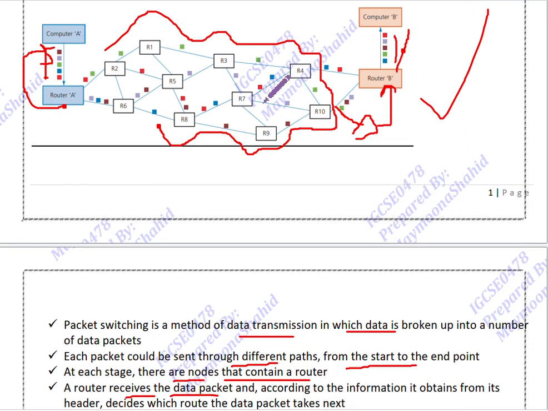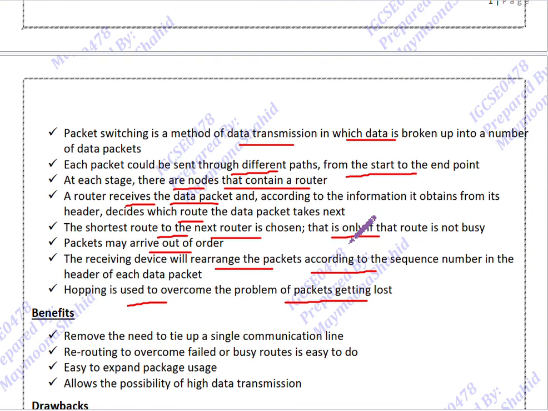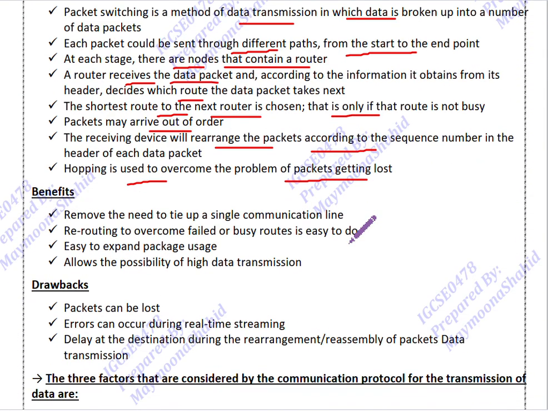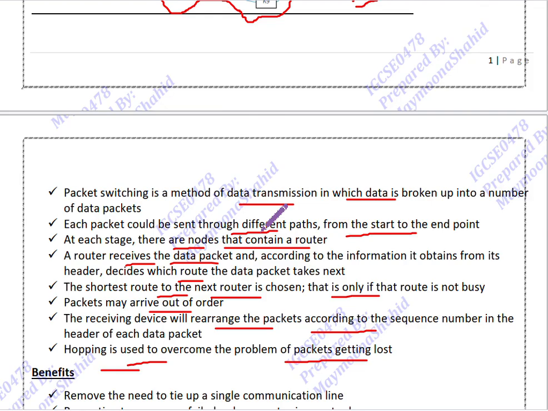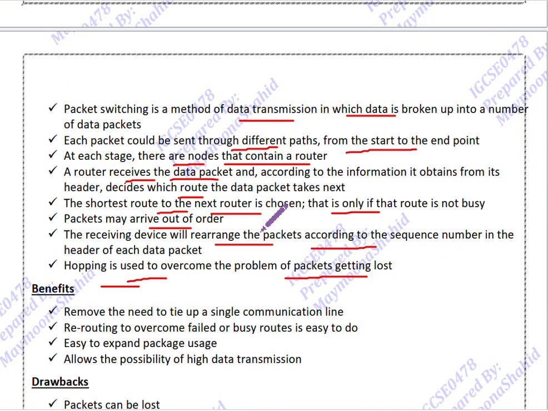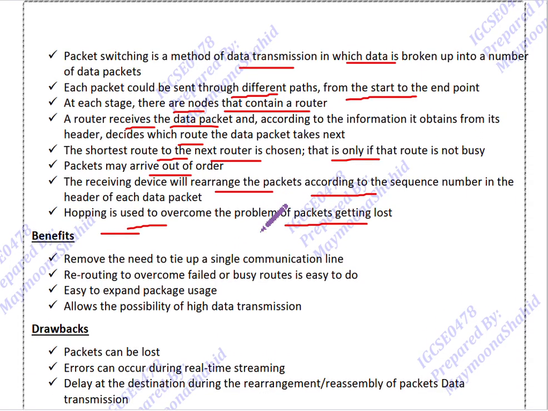Well, when we look at this diagram, we see that there are some benefits and drawbacks as well. When we talk about the benefits, or you can say the advantages, you can see that there are many communication lines. There is no single tied-up communication line. So this is the first advantage. As I told you, the examiner may ask you to write down the advantages or the benefits of packet switching.